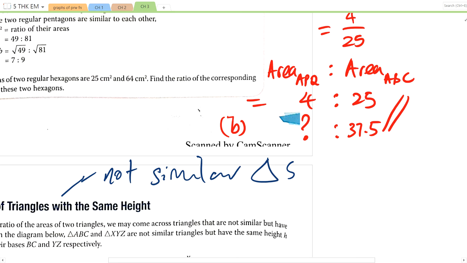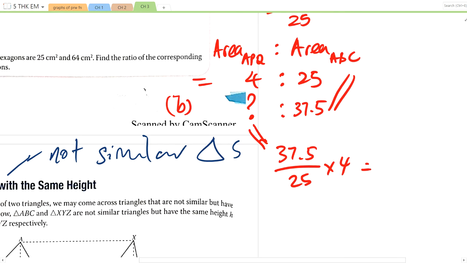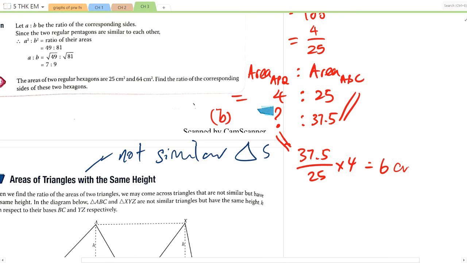(37.5) divided by 25 times 4. Okay, then you get the answer over here, which is 37.5 divided by 25 times 4, which is 6. You all get it? Okay, so that is the area.